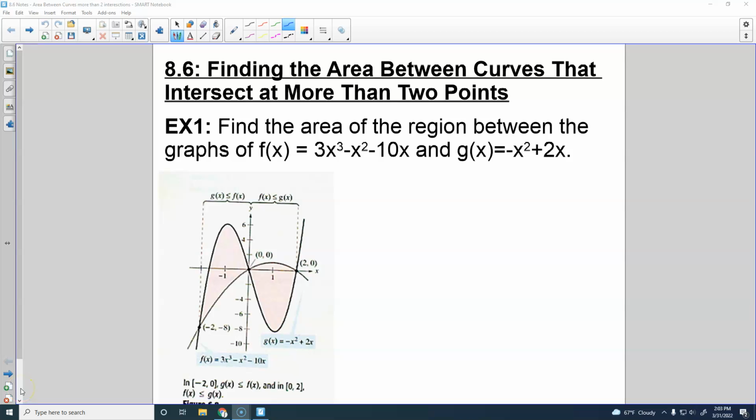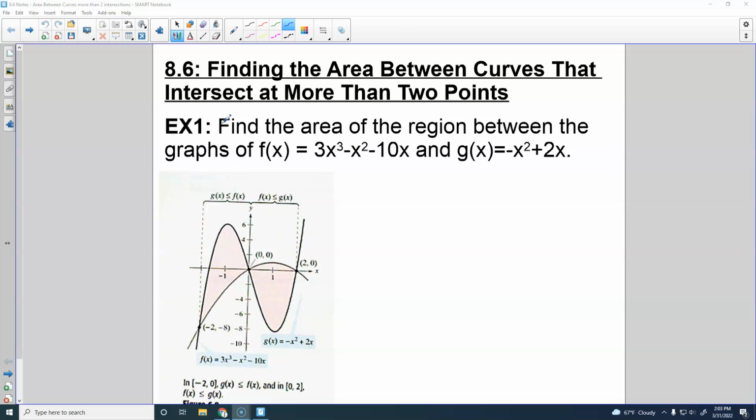Yeah, we will do 8.5 after we do these. We're going to do them both today. So 8.6 is finding the area between curves that intersect at more than 2 points.